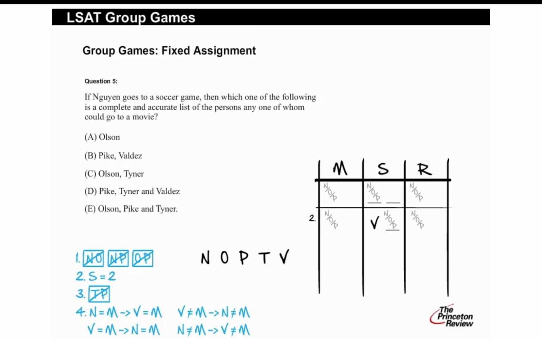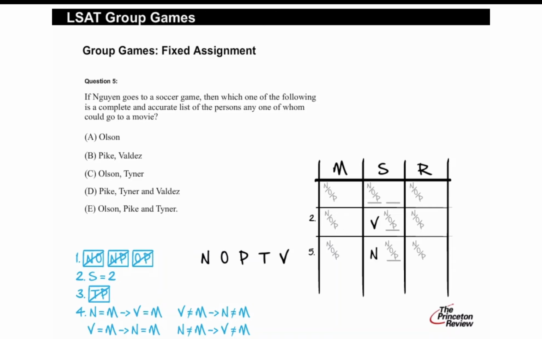Question 5 asks, if N goes to a soccer game, then which one of the following is a complete and accurate list of the persons, any one of whom could go to a movie? We're looking for a complete and accurate list of the people who could see the movie if N goes to the soccer game. Start a new line and plug N into one of those 2 soccer slots. What else can you deduce?